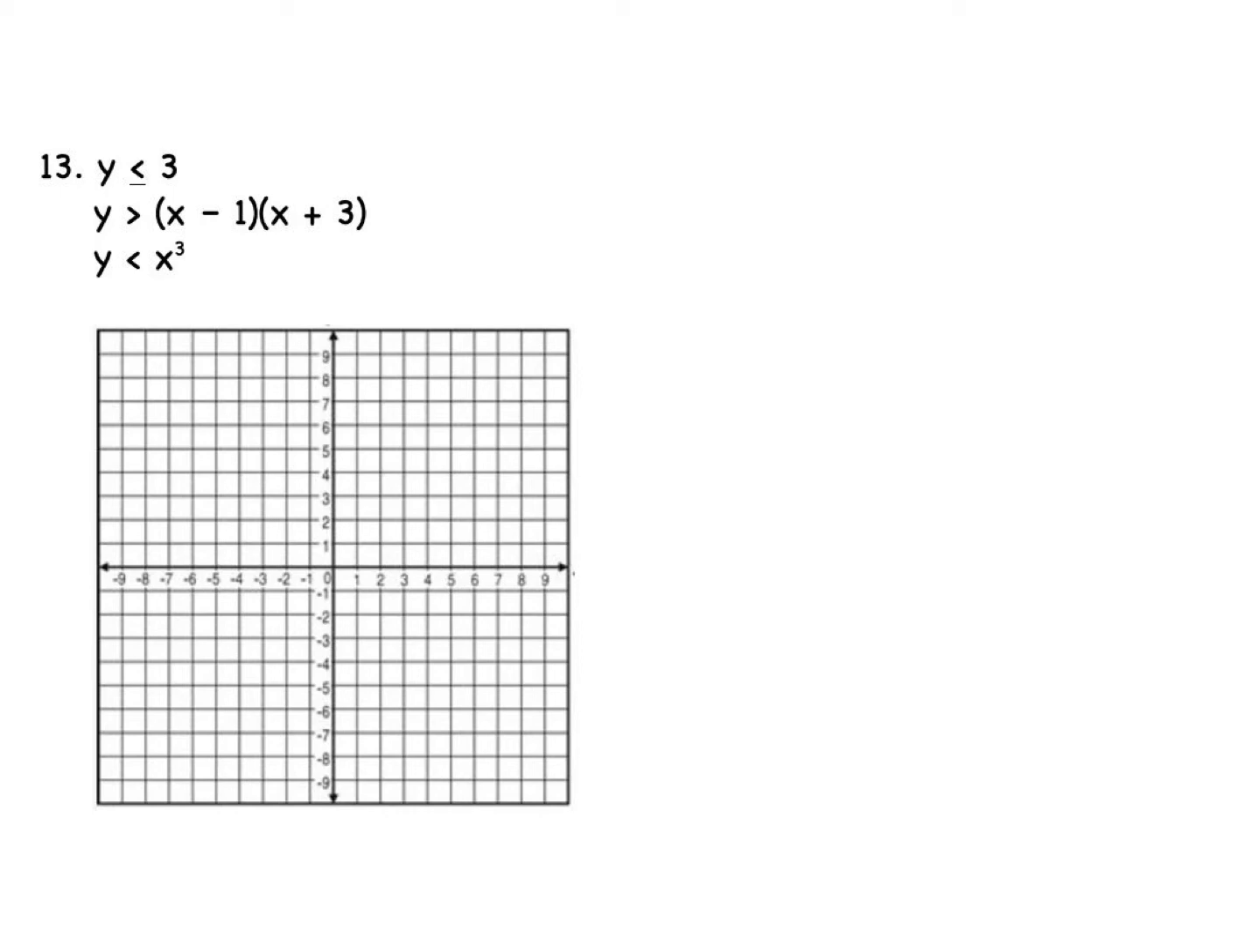Perhaps you can try 13 on your own. Pause the video, press play when you're ready to check your answer. So the first equation is linear. y is less than or equal to 3 would be a horizontal line fixed at 3. The second one is quadratic. I will graph that in yellow. Parabola with intercepts at +1 and -3, which means my vertex is halfway between at -1. And if I substitute that in, I get -4.